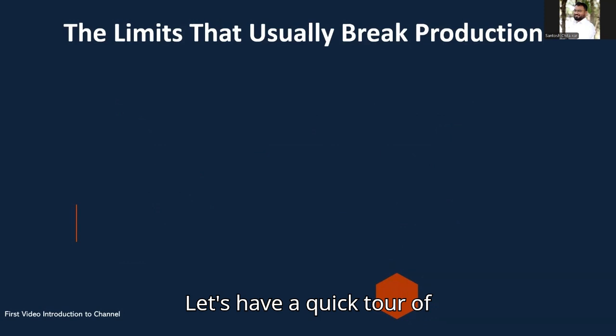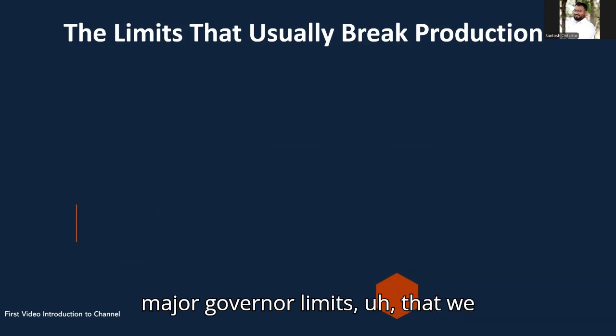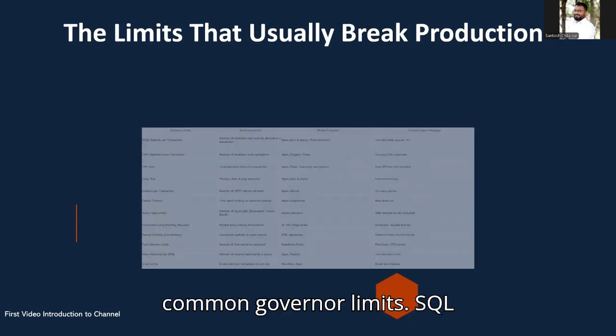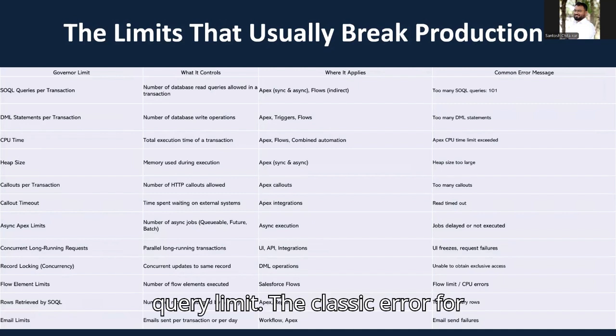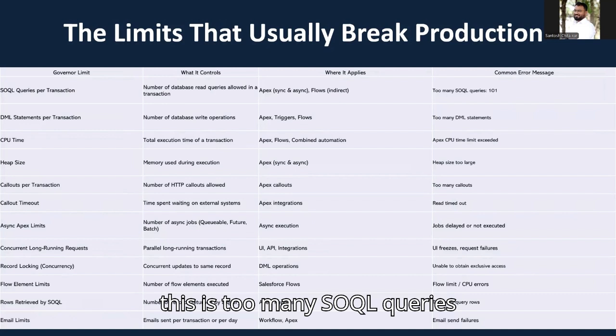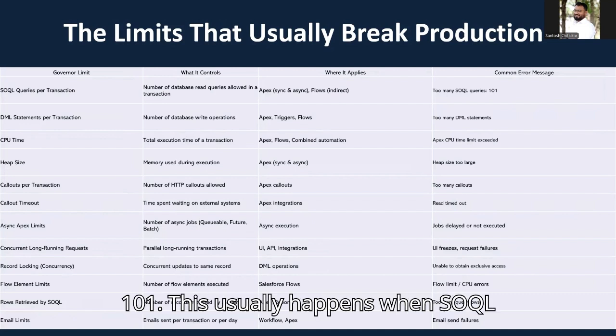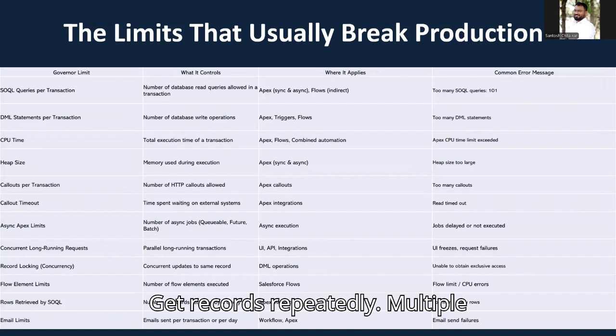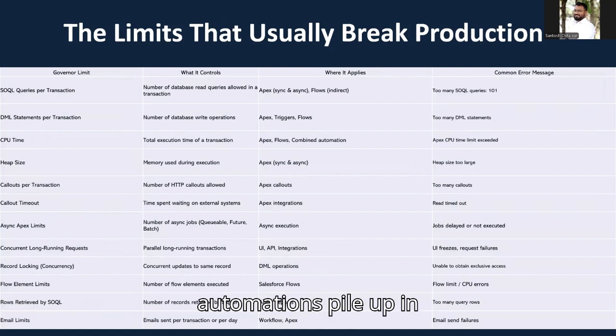Let's have a quick tour of major governor limits that we have. Let's talk about the most common governor limits. SOQL query limit. The classic error for this is too many SOQL queries 101. This usually happens when a SOQL query is inside a loop, or a query is repeated across layers, or a flow keeps doing get records repeatedly. Multiple automations pile up in one transaction.